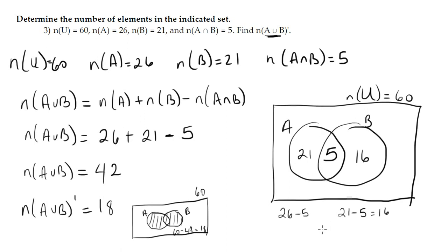And if I subtract that from 60, from the total, I get 18 elements here that are not in A, not in B, not in the intersection, but are outside there somewhere. So two different ways to get 18 as your final answer.